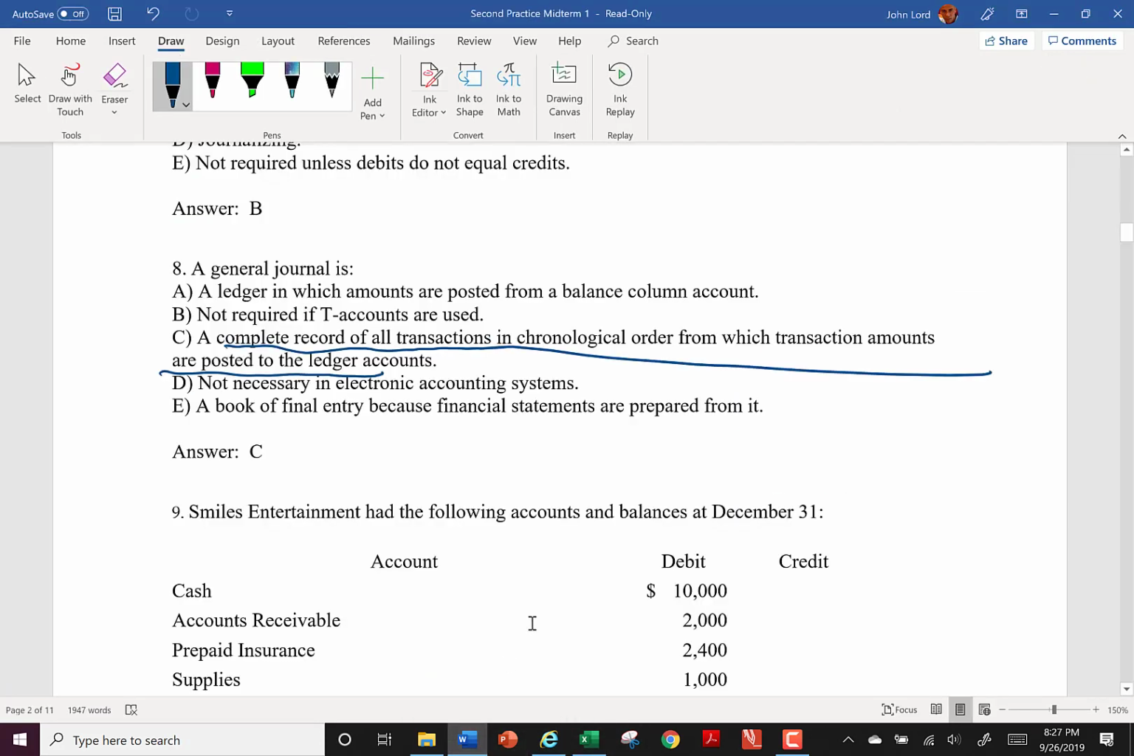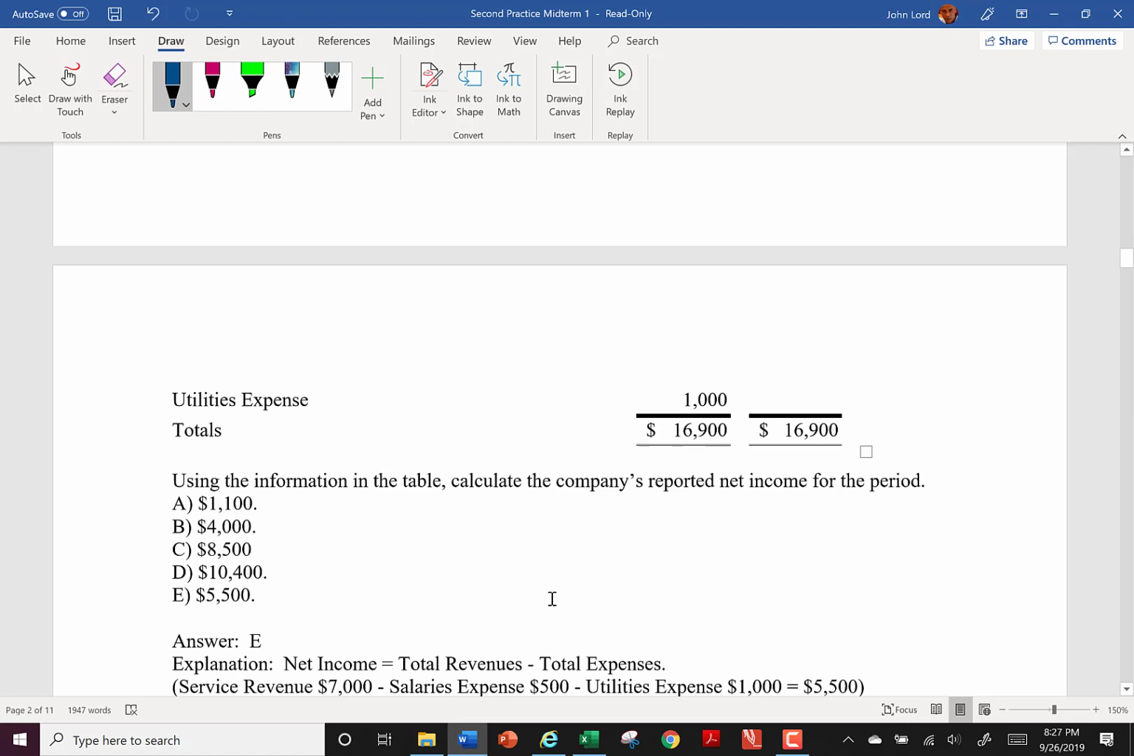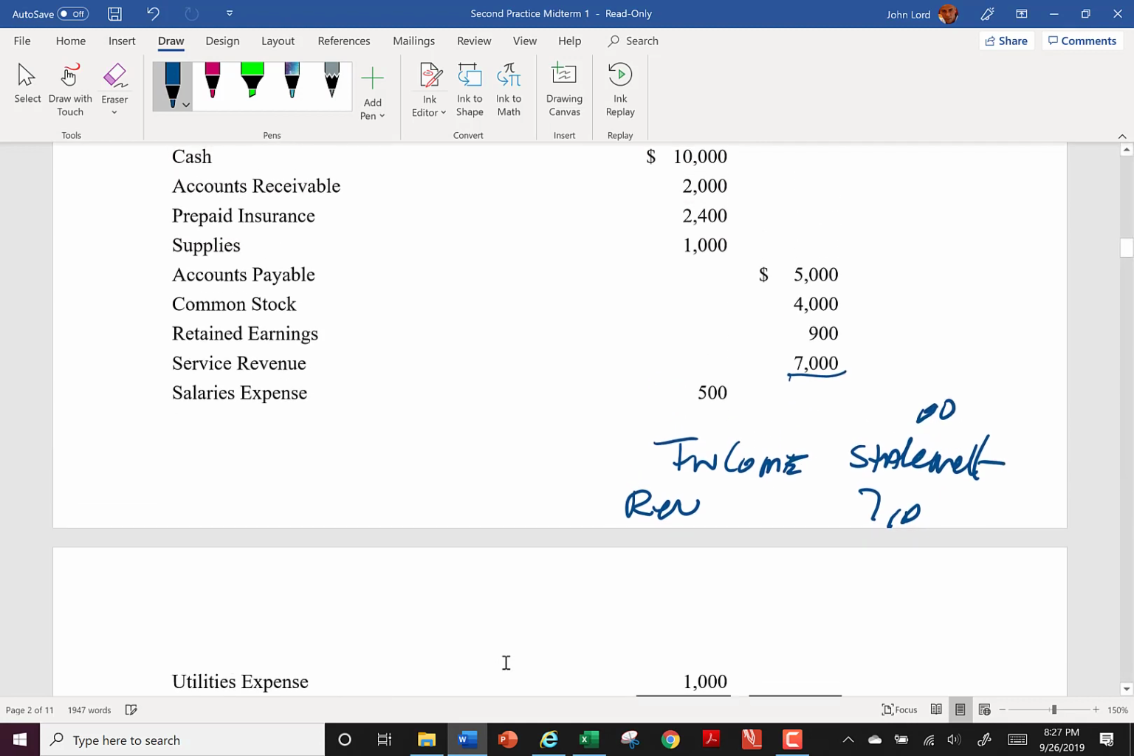Let's go back. Number 9, smiles. Using information, what should be our net income? If we want our net income, what statement should we prepare? Income statement. Good. What goes on the income statement? Good. Revenue minus expenses goes on the income statement. Do we have any revenue talked about here? Revenue is what? 7,000. Good. Do we have any expenses talked about here? We have salary expense. What's that? 7,000? No. What did I do?